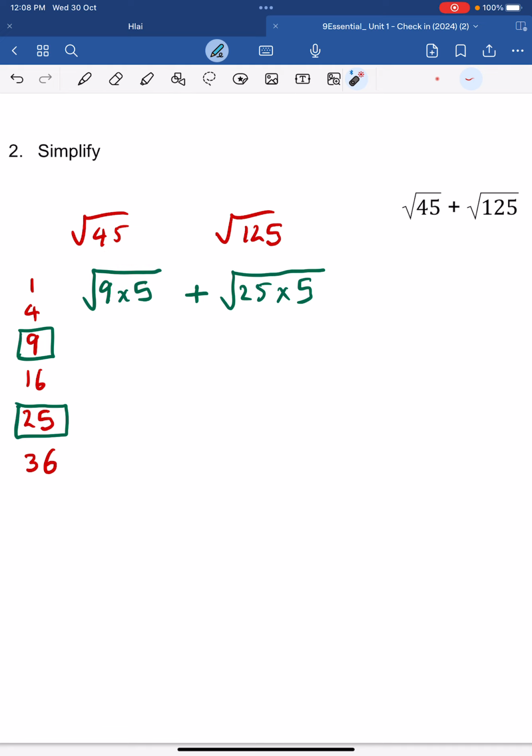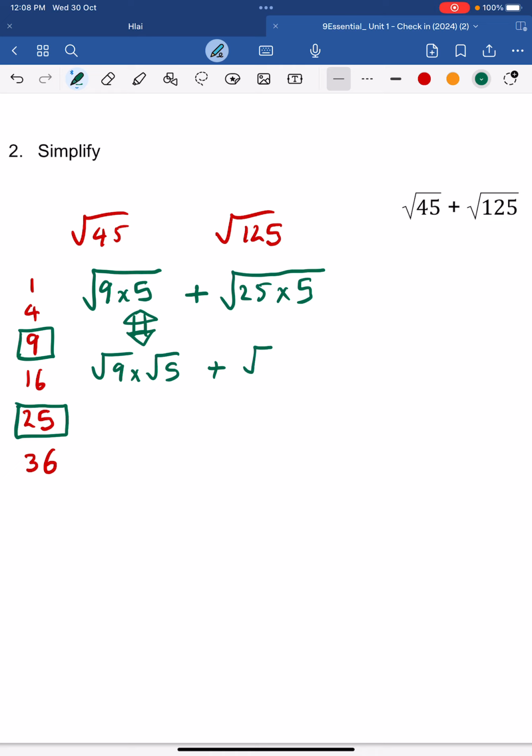Okay, so what does that mean? Well, it means that we can square root each individual number and multiply the answers together, and that's the equivalent of multiplying the numbers together first and then taking the square root, right? So that's the key to these types of questions. When we simplify a surd, we want to break it down into smaller factors.